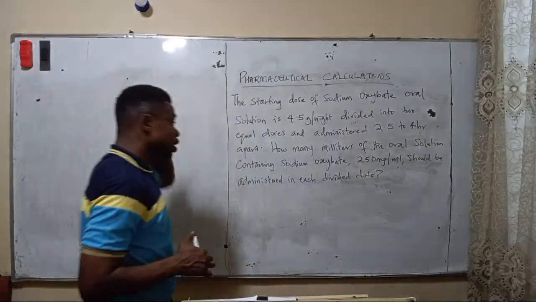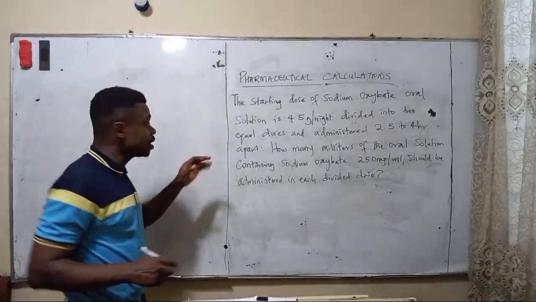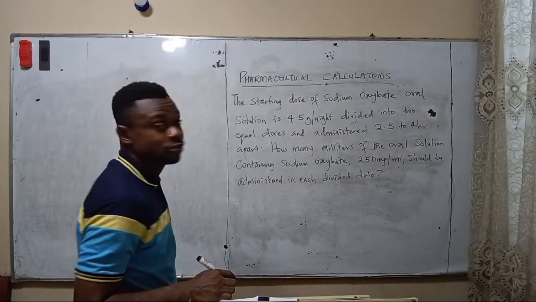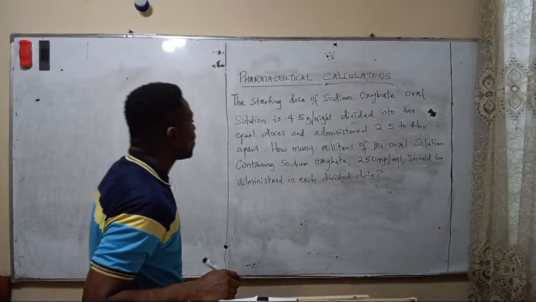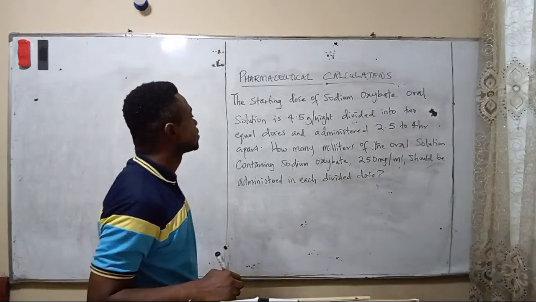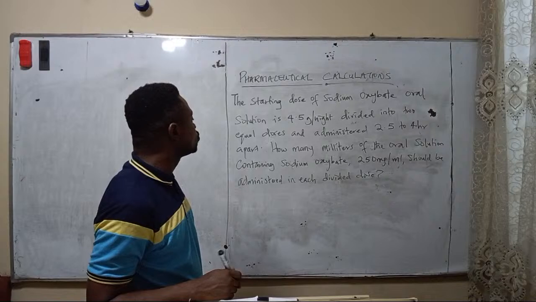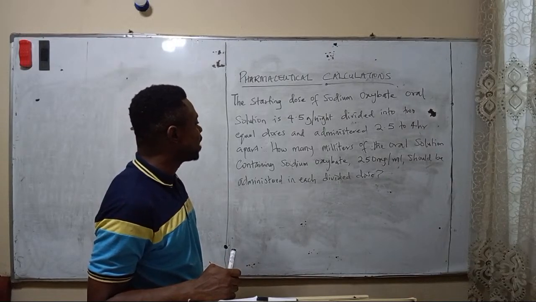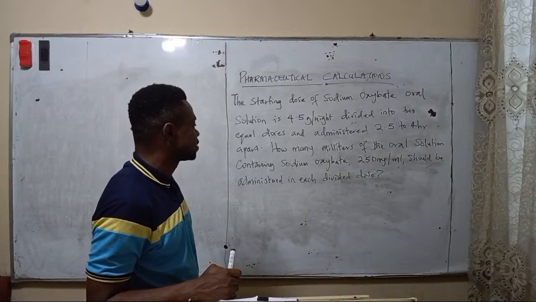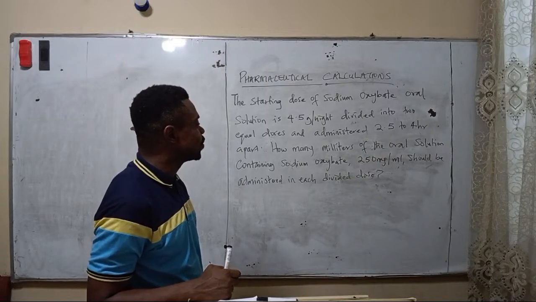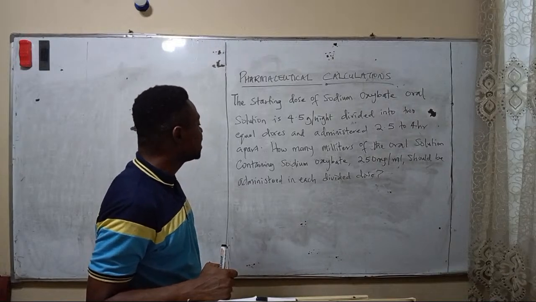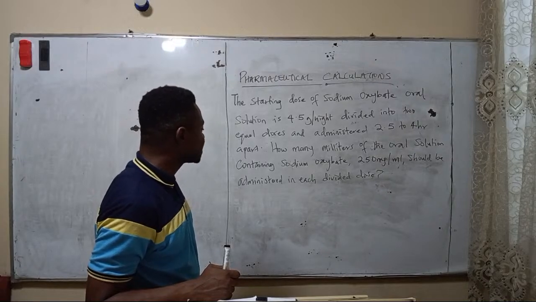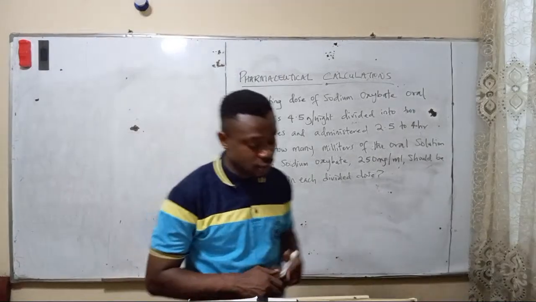The starting dose of sodium oxybate oral solution is 4.5 grams per night, divided into 2 equal doses and administered 2.5 to 4 hours apart. How many milliliters of the oral solution containing sodium oxybate, 250 mg per ml, should be administered in each divided dose?